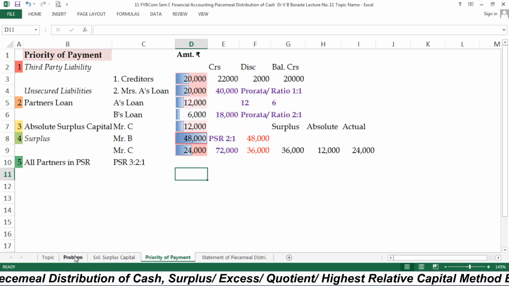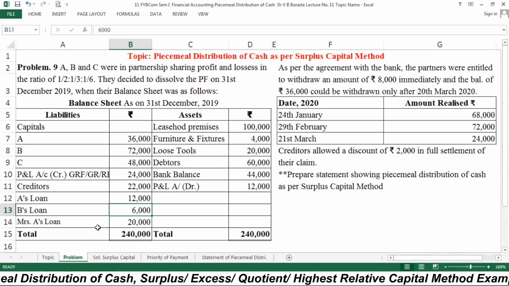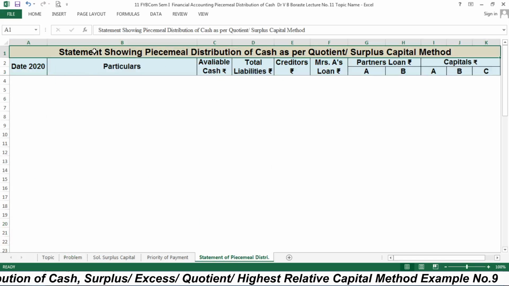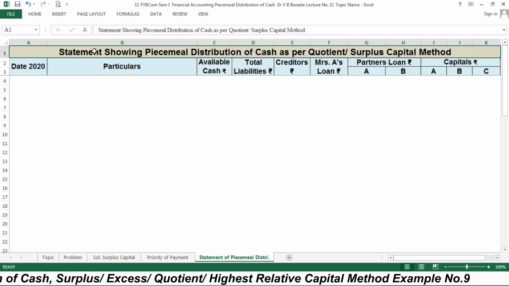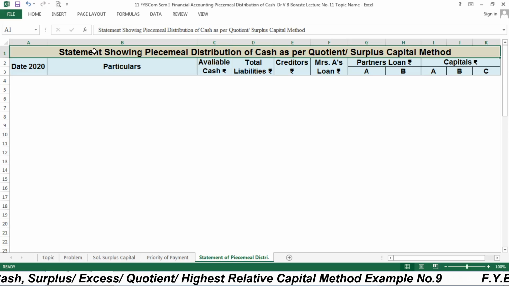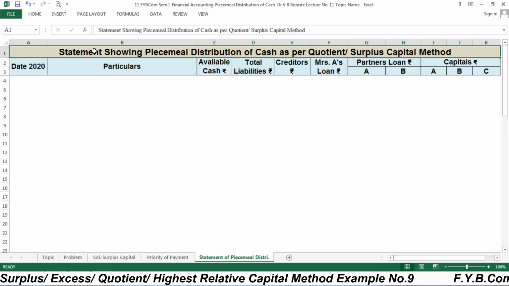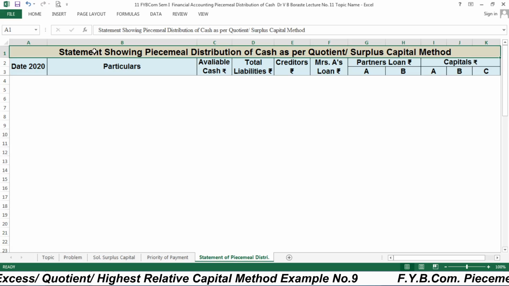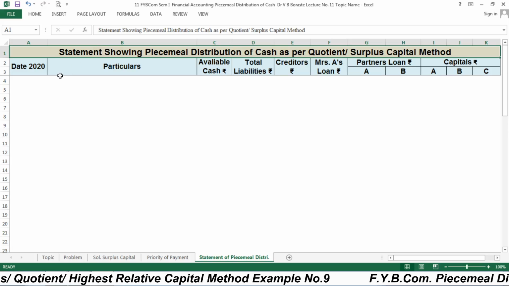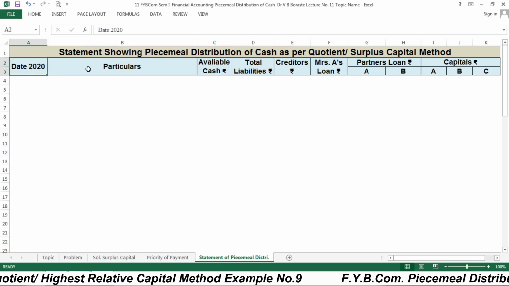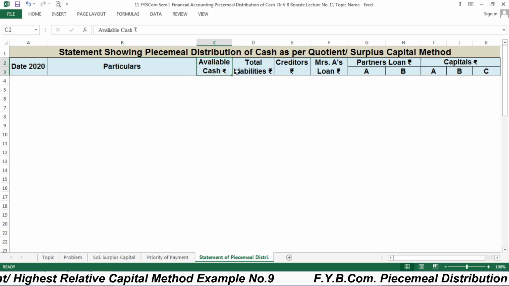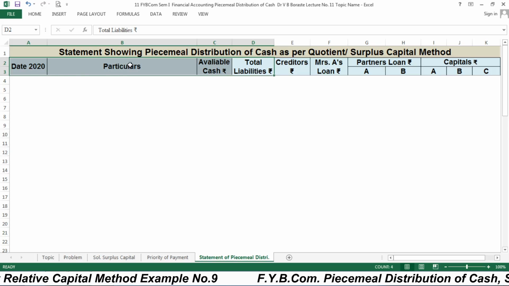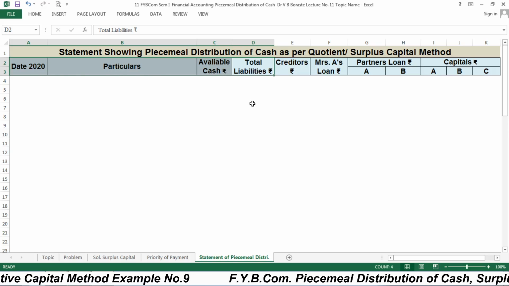From this point of view, first of all, you have to consider what columns you have to draw. Statement showing piecemeal distribution of cash as per surplus capital method. First of all, write it in the header. A few columns are fixed: debt column, particulars, available cash, and total liabilities. These four columns are fixed.